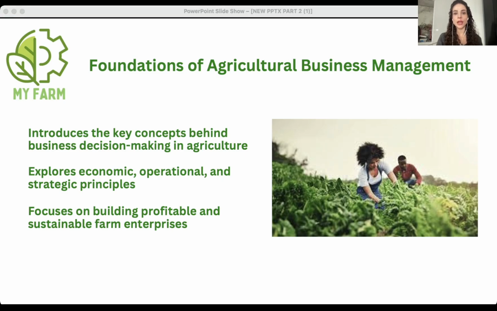Well, to manage an agricultural enterprise in a successful manner, it's essential to understand the key concepts that define how businesses operate and make their decisions. This chapter introduced the theoretical foundations of agricultural business management, covering the economic, operational, and strategic principles that support profitable and sustainable farm enterprises.